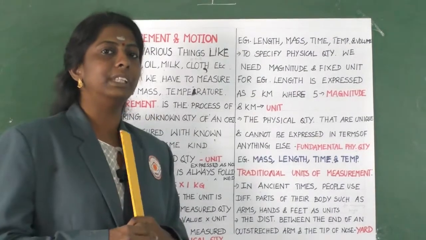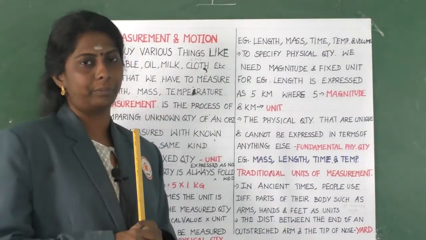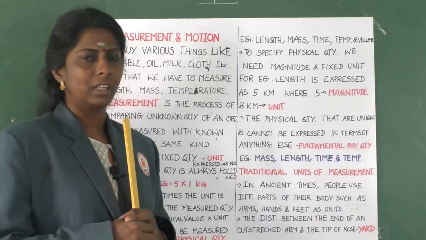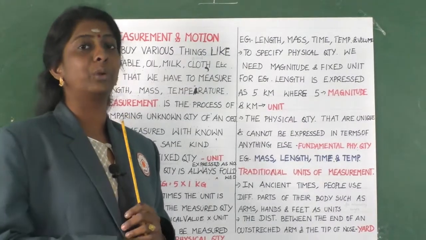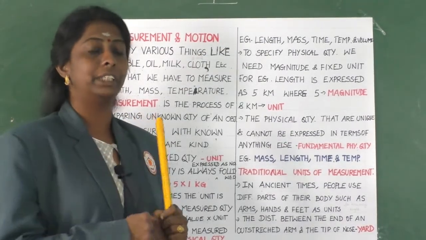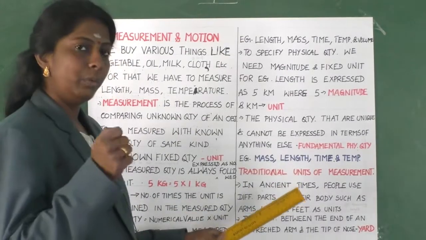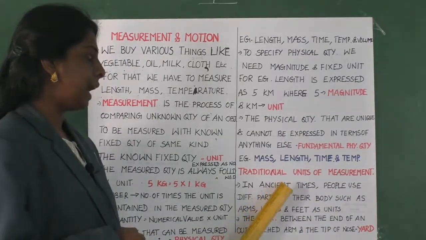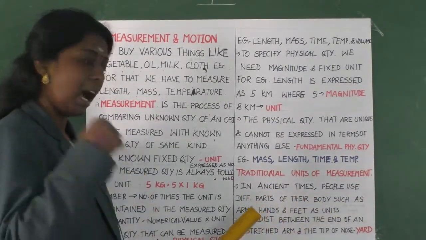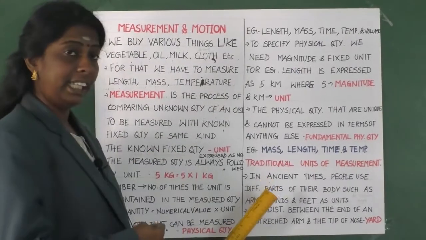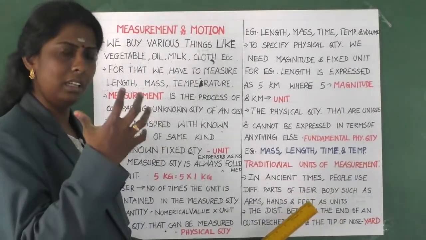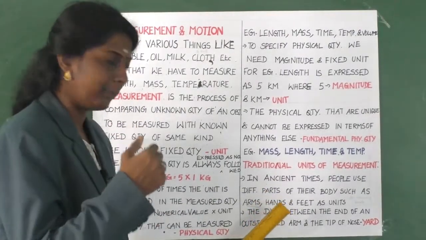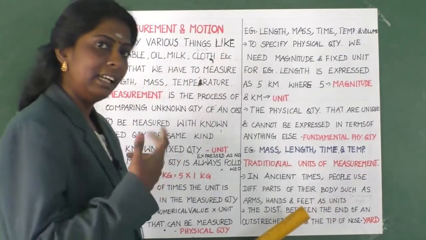Now let us continue with the traditional way of measurement. They did not have modern devices, is it not? But still they used to measure exactly and accurately. How did they measure on that day? That we are going to learn. In ancient times, people used different parts of their body, such as arms, hands and feet, as measuring units earlier for measuring length.